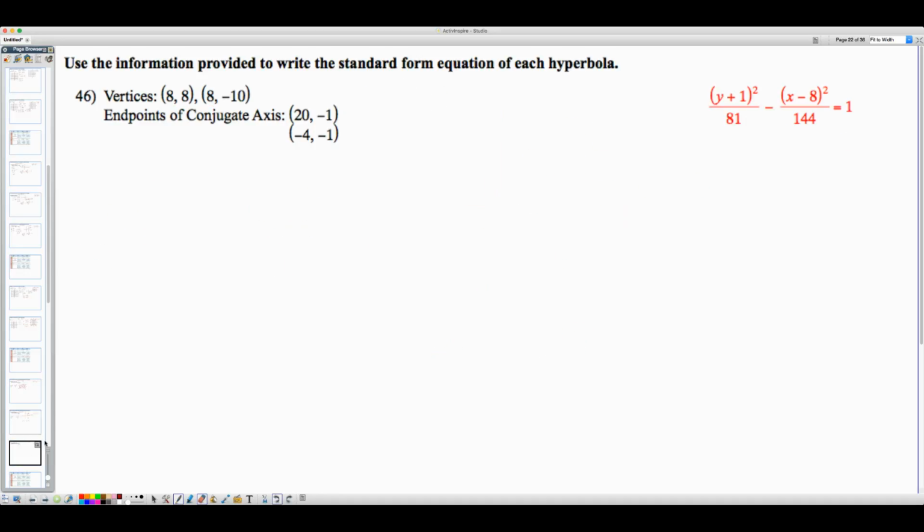Okay, use the information provided to find the standard form of each hyperbola. The vertices, the x direction is staying the same. Again, I'm going to make a quick sketch of this, and I have my 8 value here. I'm going to be at 8 and -10. And halfway between those is going to be at -1. So this is at 8, -1. That's my center.